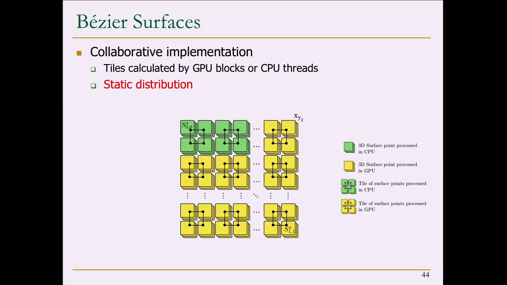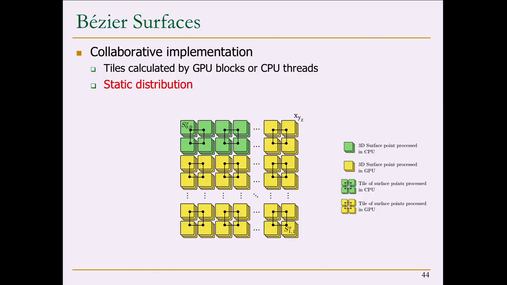And in this case, using a static distribution in a collaborative approach can be good enough for having good performance. What is a static distribution? Well, essentially it means that we have our surface. We need to calculate all the points in the surface, and we are going to assign part of these points to one device and the other part to another device.